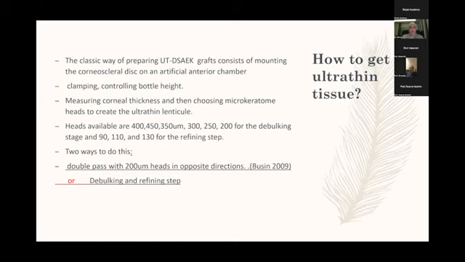So the first step, you use the microkeratome head to create a free flap or a free cap of the anterior stroma. I usually use the 350 micron, and then I use the pachymeter to measure, and I do a second step using the 90 to 110, or the double pass with 200 heads in opposite directions, and this is the way that was described by Busin in 2009.